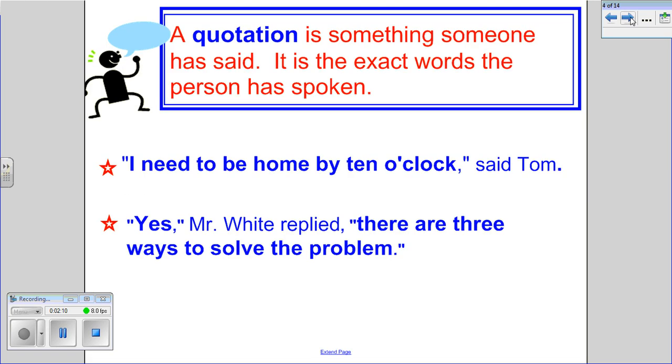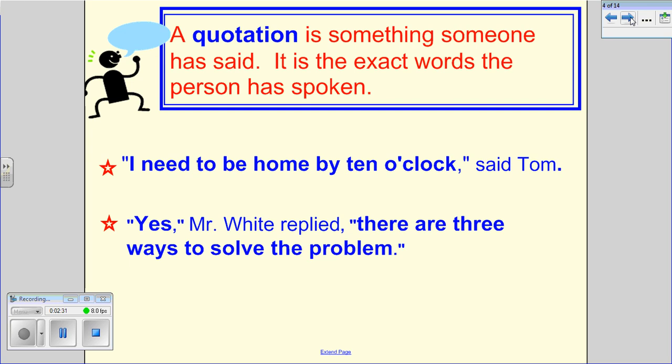So here are some guidelines for punctuating dialogue. Right now, I'd like you to go over to the crate. You're going to see a worksheet that says guidelines for writing dialogue and punctuating it. You're going to take that sheet and tape it into your notebook. Once you've done that, continue the video, and then we're going to follow along with some of the notes.